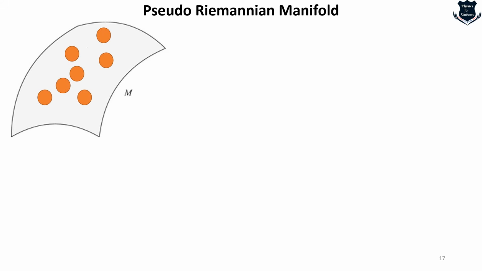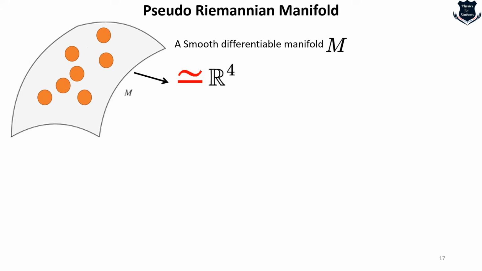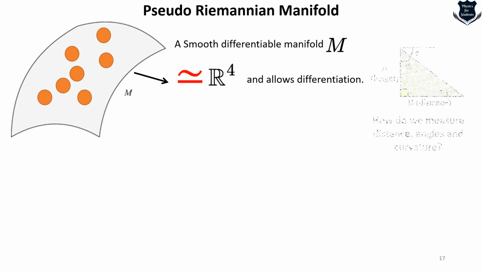Now you have already noticed earlier that you have a smooth differentiable manifold, for example M, which has a collection of points, the orange points, that locally looks like R4, and it also allows differentiation. We know that. So this is basically the definition of a manifold. But that is just the stage. It tells how to move and differentiate, not to measure anything.